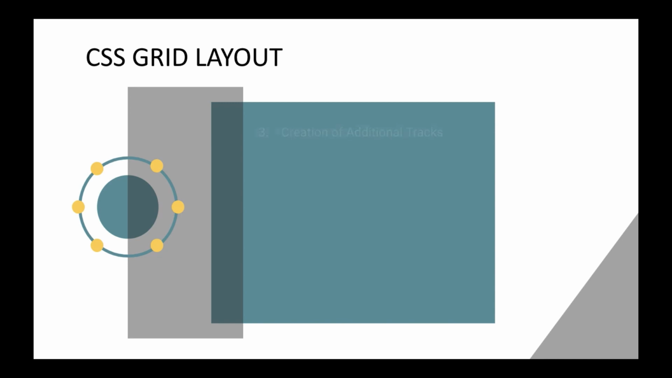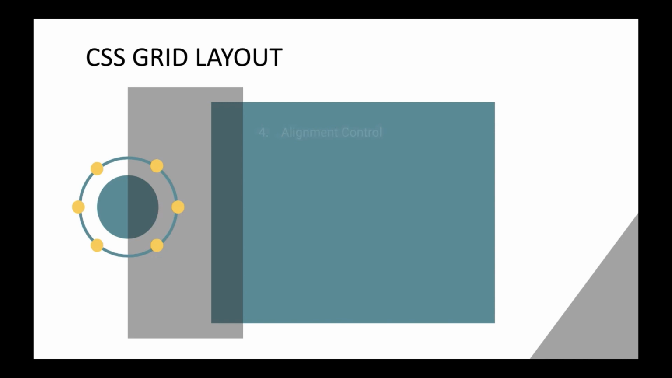The third one is creation of additional tracks. Sometimes when you add content, it automatically doesn't fit into your defined tracks. Then you can also deal with that using CSS grid layout properties. We will also cover it in this course. Then we have alignment control. It means how you align items in your tracks or your tracks inside your container. It is a bit confusing, but don't worry, it will feel completely normal as you progress through this course.